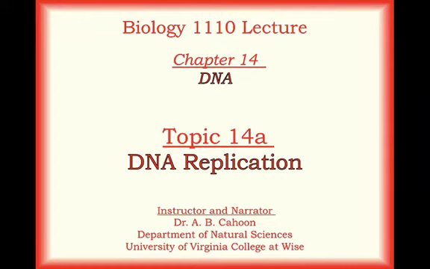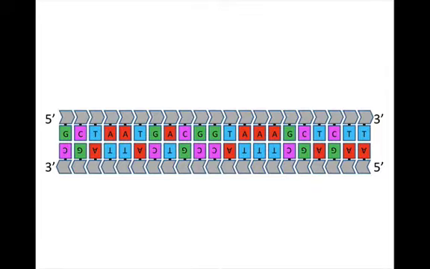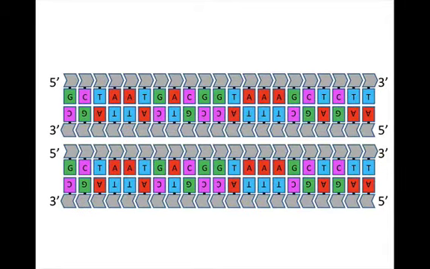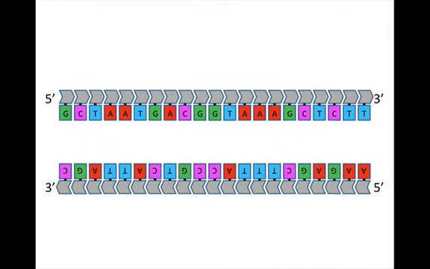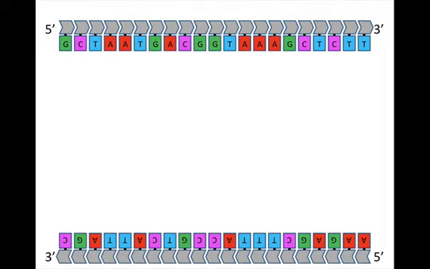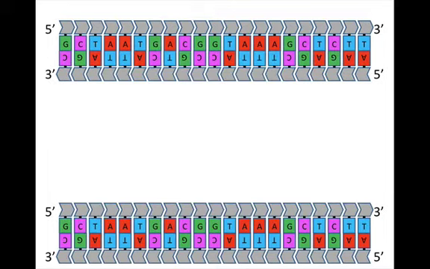Topic 14a, DNA replication. DNA replication is the process of beginning with a single double-stranded molecule and ending with two identical copies. DNA molecules are replicated by denaturing an existing double strand into single strands, and the resulting single strands act as templates for the synthesis of new single strands. This produces two partially new and partially old double-stranded molecules.